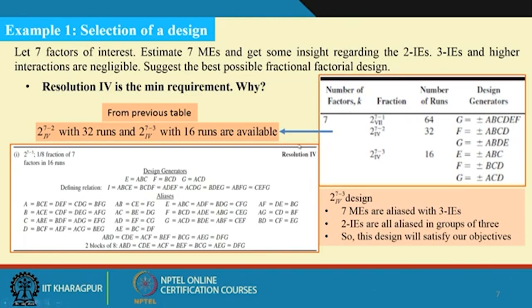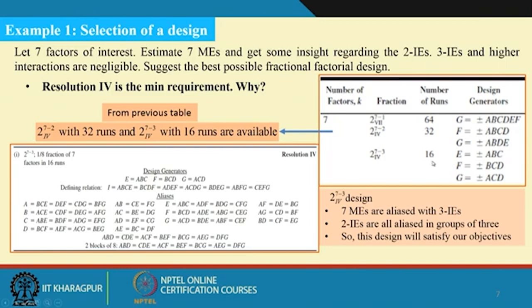So then what will you do? A portion of the previous table I have shown is shown here. We go for number of factors 7, and from the resolution 4 point of view, 2 options are available: resolution 4 designs 2 to the power 7 minus 2 and 7 minus 3. Which one will you choose? If you choose the 2 to the power 7 minus 2 resolution 4 design, you require 32 runs. If you choose the 7 minus 3 resolution 4 design, you require 16 runs.